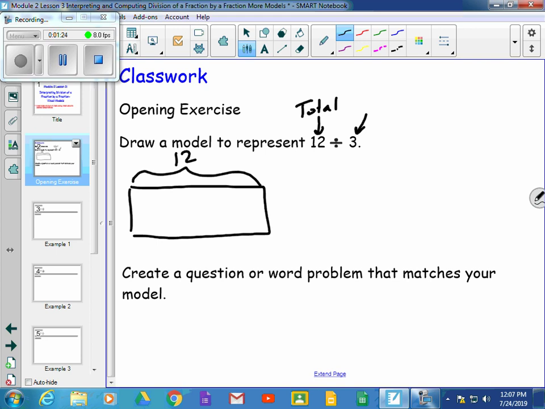Since this number is a whole number, I can interpret it as how many. I want to split it into how many equal pieces. If I split that into 3 equal pieces, my answer will be how big is each piece? Well, each piece would be 4. 12 divided by 3 is 4. Well, that's one way to interpret it.